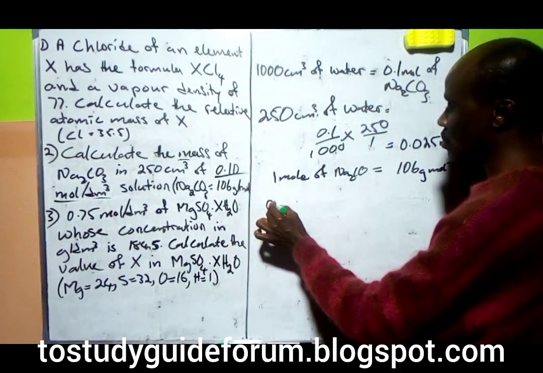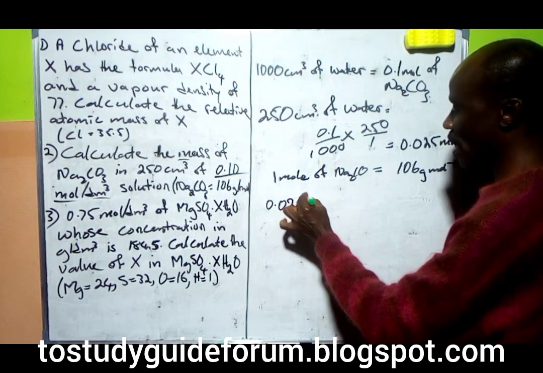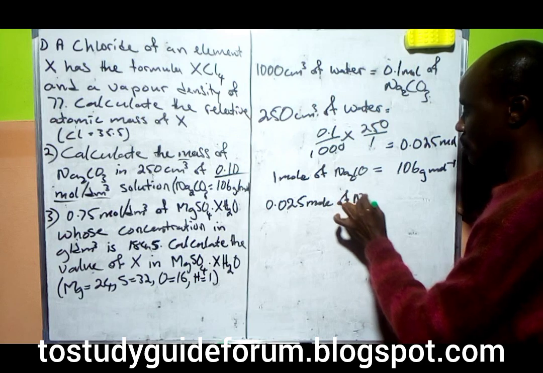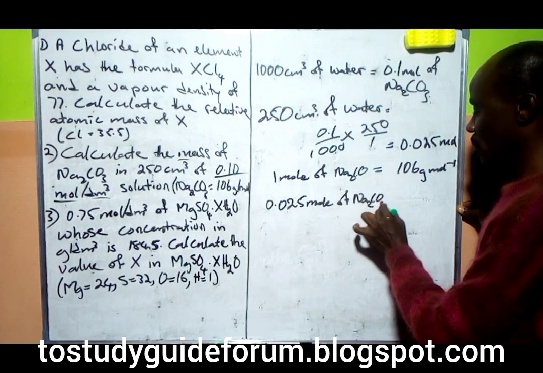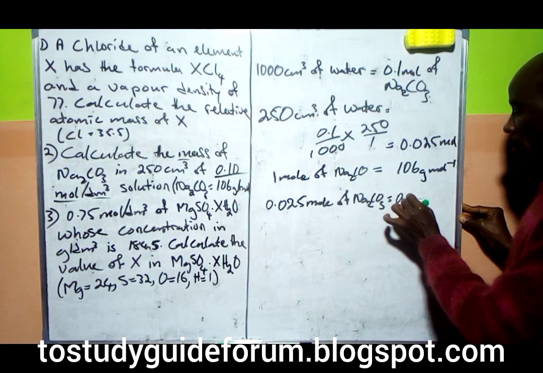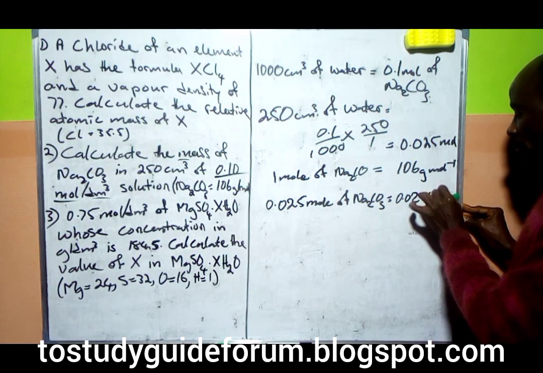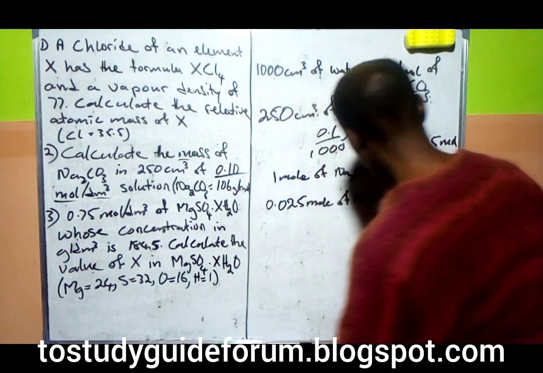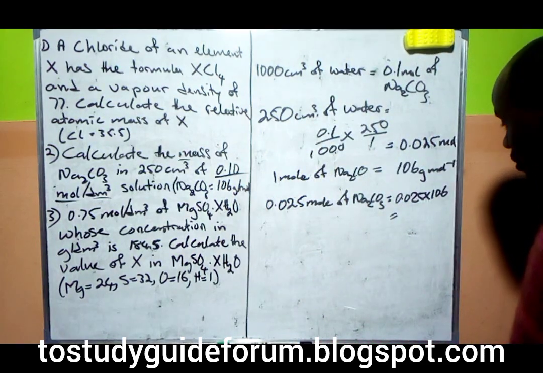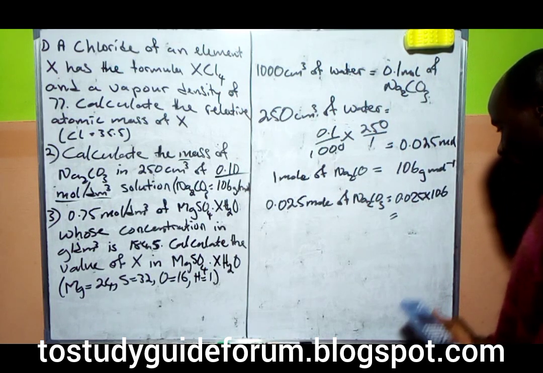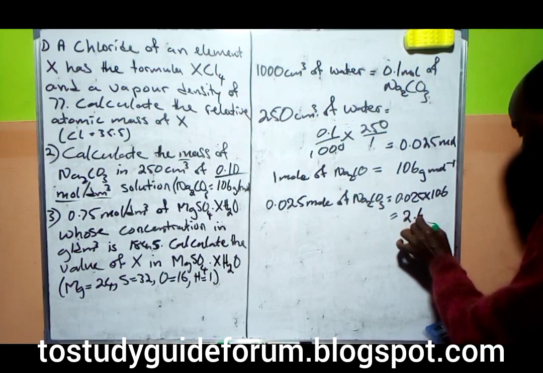So that means 0.025 mole of sodium trioxocarbonate will then be 0.025 times 106, that will give us 2.65 grams. That is what we have.